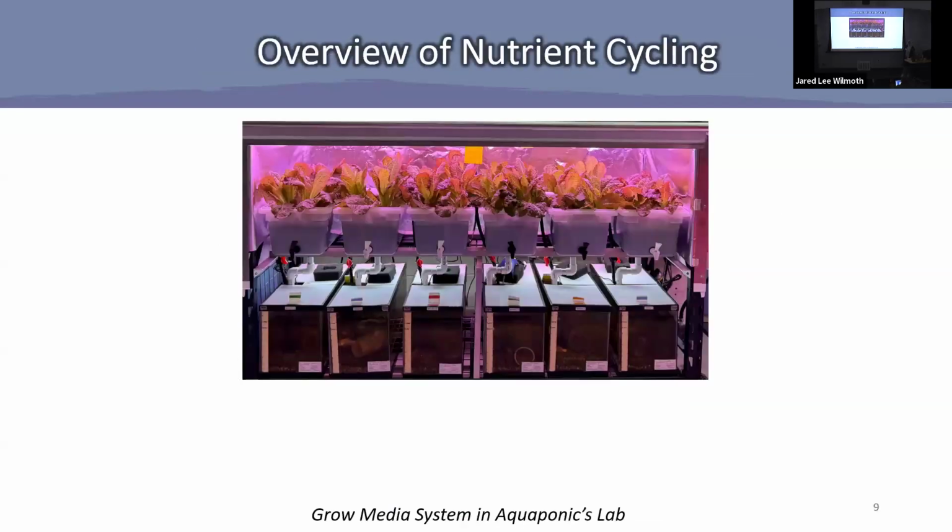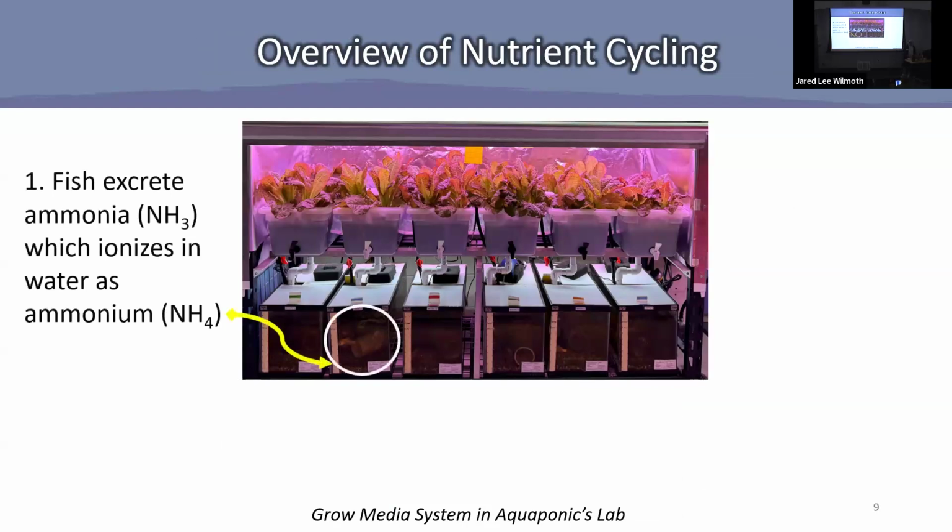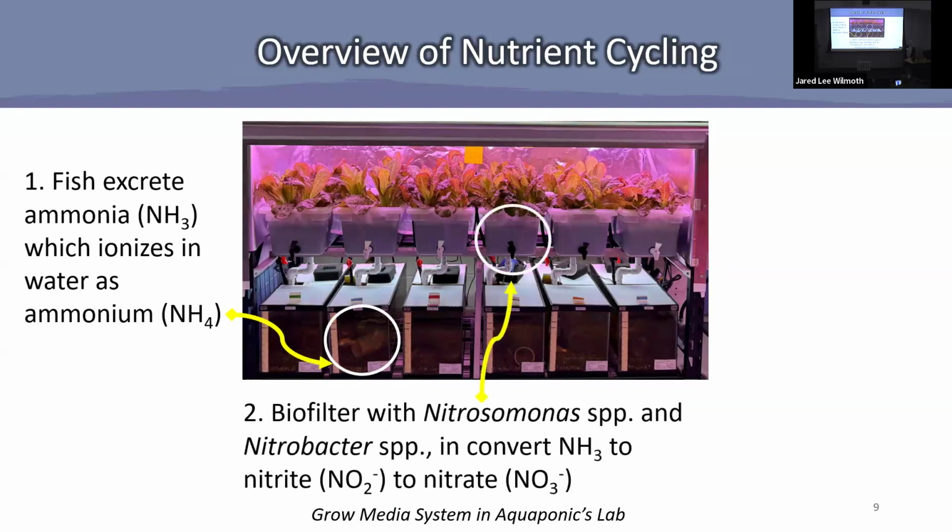So now, how does nutrient cycling work in aquaponic systems? First, you have fish, so you can see there's one fish here and there's another fish right there. They excrete ammonia, which ionizes as ammonium in water. Then in the biofilter you have beneficial bacteria such as Nitrosomonas and Nitrobacter that convert the ammonia to nitrites and then nitrates.